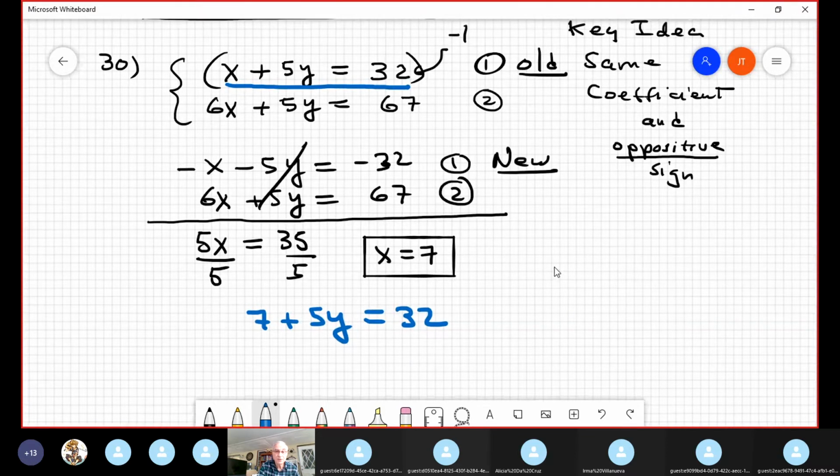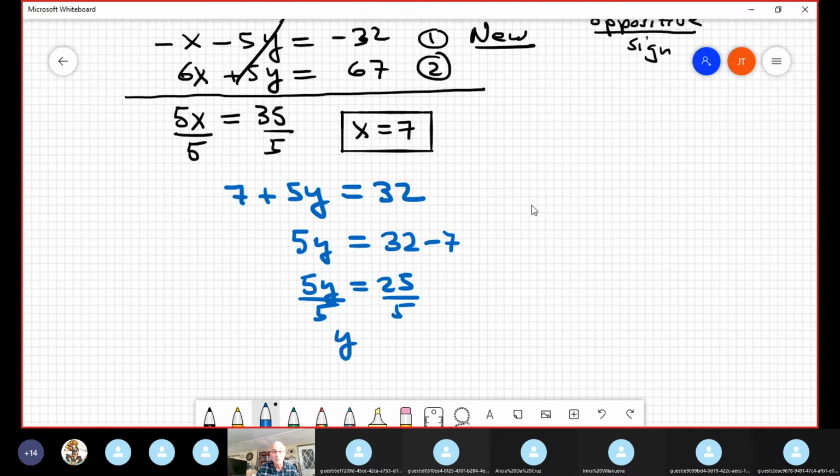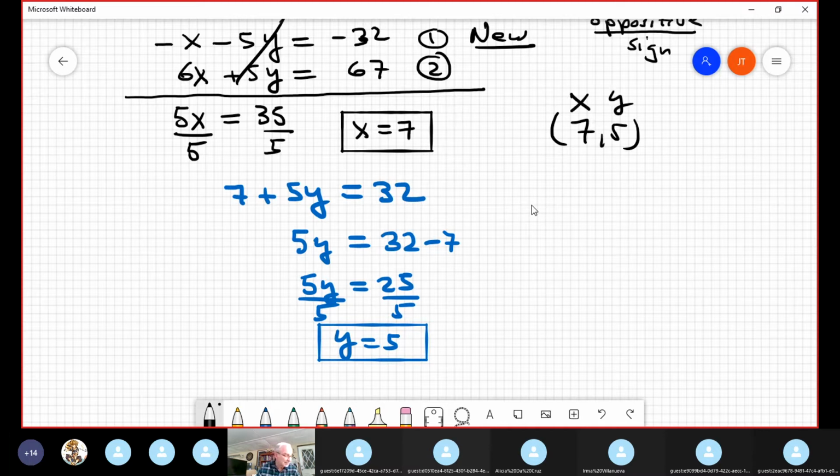And so for y, entonces, 5y is equal to 32 minus 7. If I put in my calculator 32 minus 7, oh, it's 25. Super. 5y is equal to 25. Divided by 5 both sides. y is equal to 5. And the only pair solution is the pair 7, 5. This is the x component, this is the y component, exactly like option A.